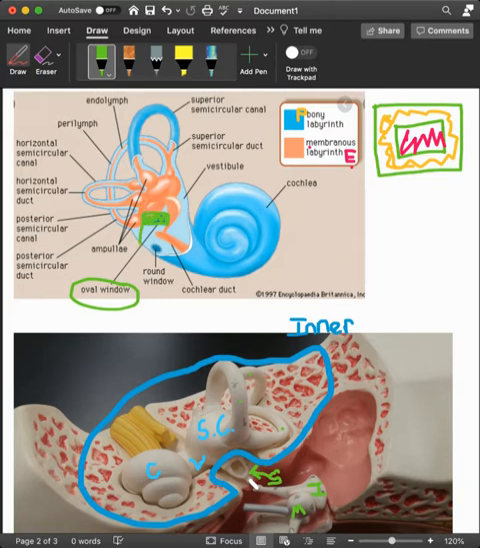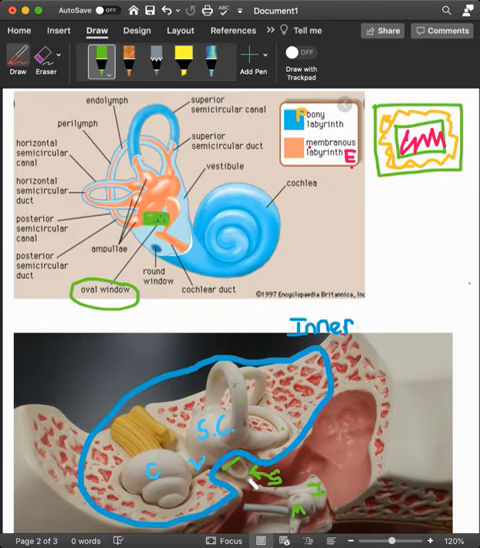And then it kind of makes a horseshoe, and then it goes and connects to the incus, and then the incus connects to the malleus. So the stapes is covering that window. So it's almost not even a window. It's completely covered by this whole structure right here of the stapes.